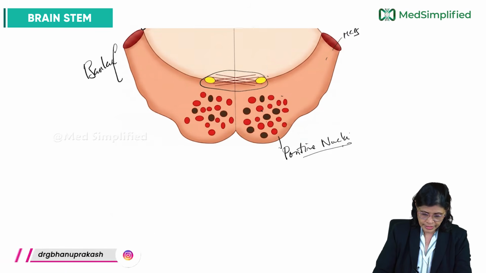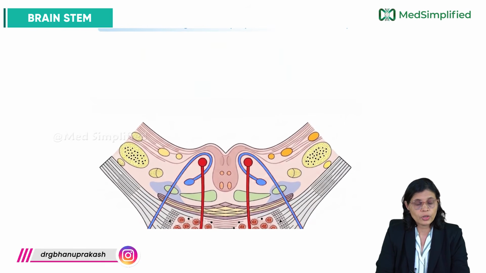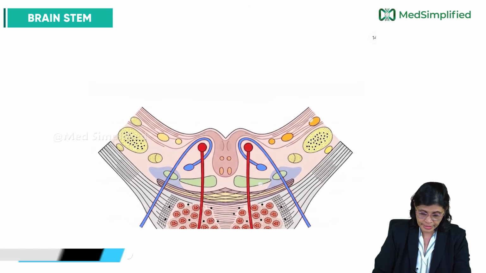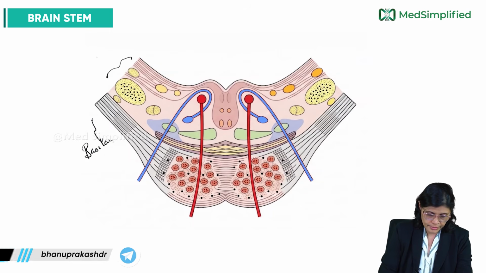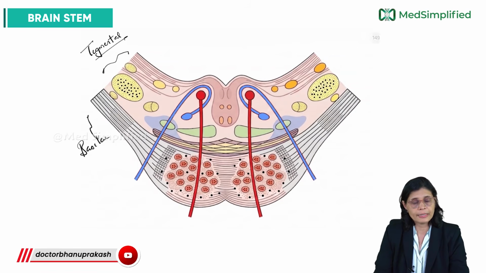So now we will study the pons at two different levels. One is a transverse section through the caudal part, that is at the level of the facial colliculus. So at the level of the facial colliculus, what are the things we will see? Now this is the basilar part, and this is the tegmental part. The basilar part is the same.